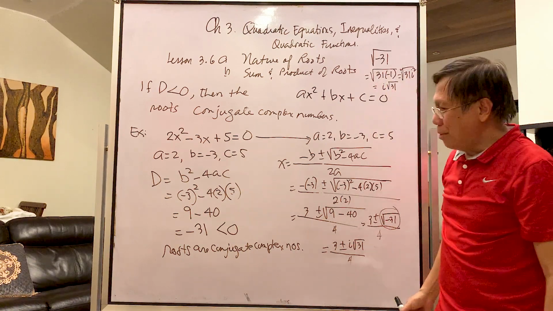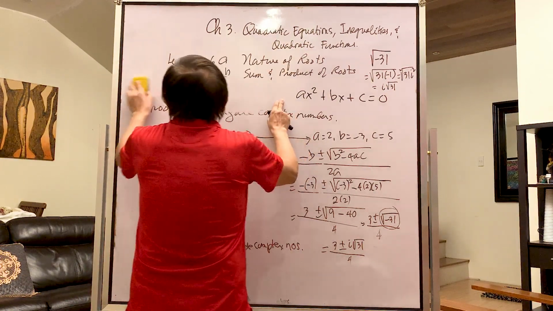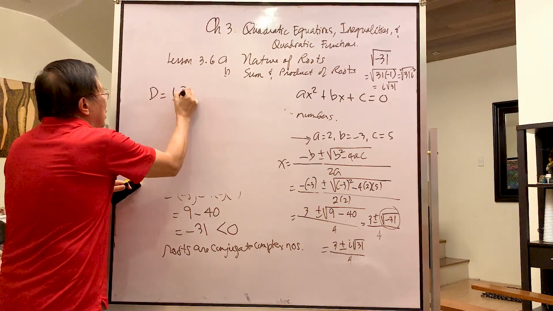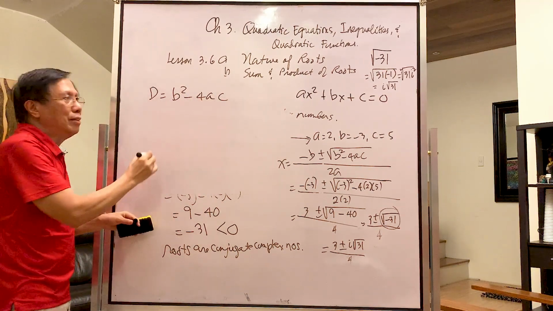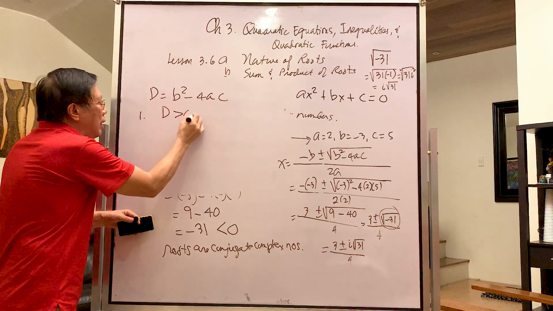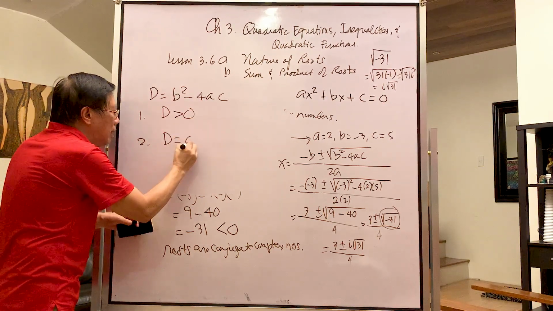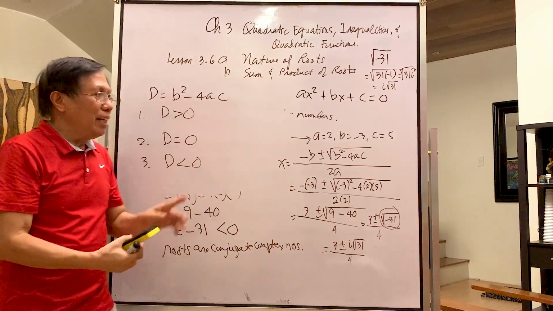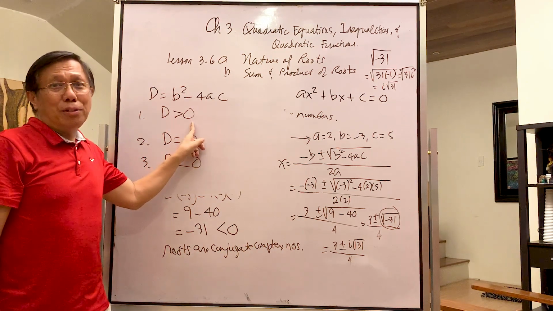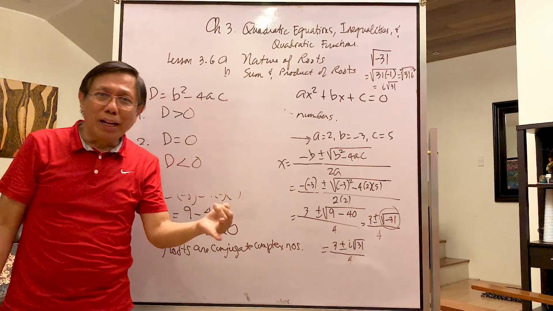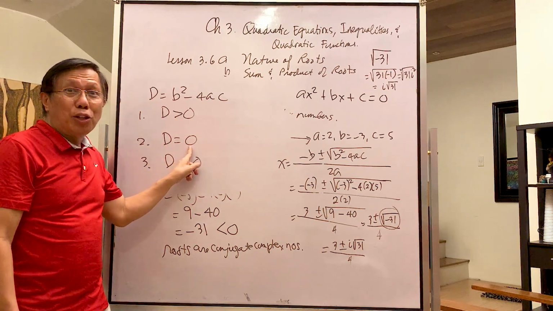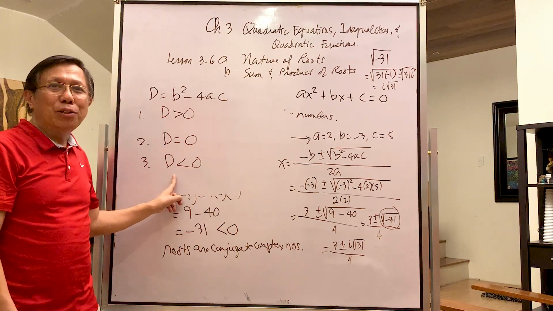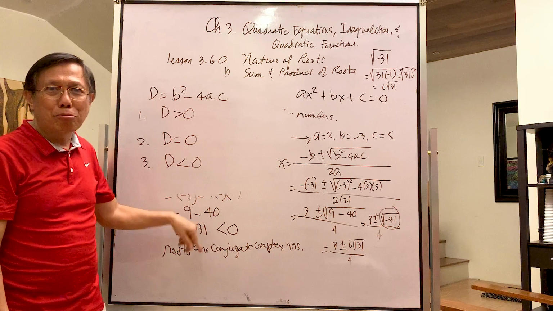Okay? So, to summarize, there are 3 possible values for the discriminant of a quadratic equation. First, D is greater than 0. Second, D equals 0. Third, D less than 0. And we said that if D is greater than 0, the roots are real and unequal. If D equals 0, the roots are real and equal. If D is less than 0, the roots are conjugate complex numbers.